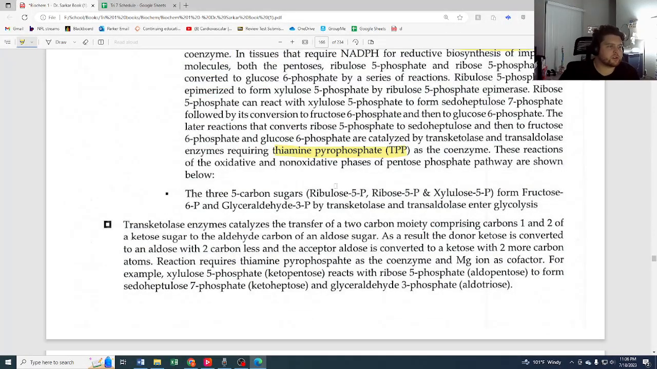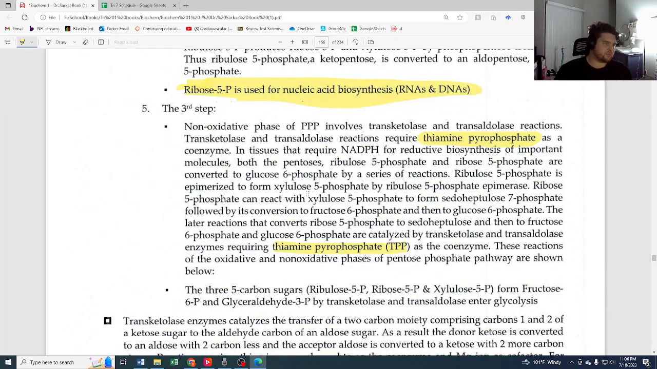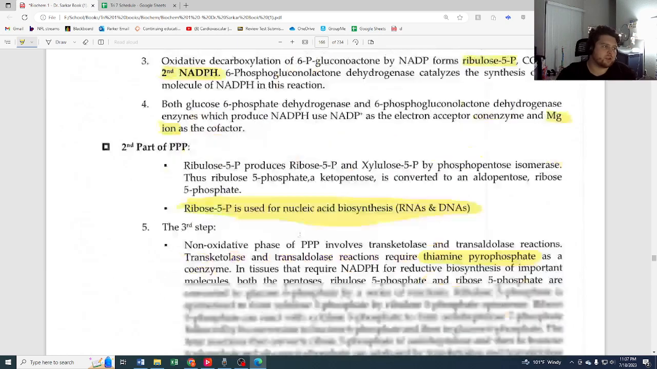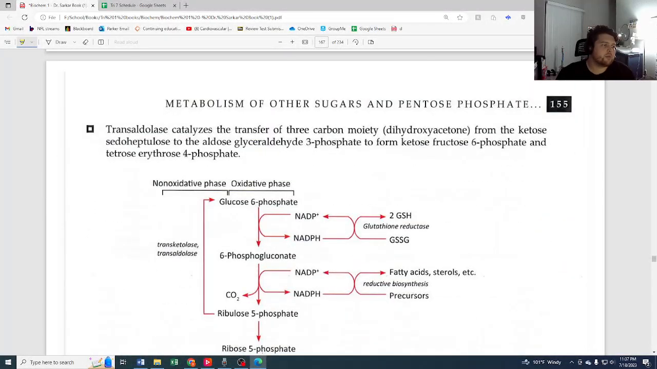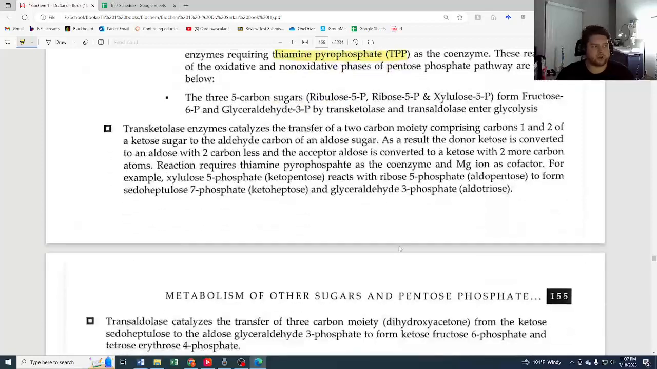Okay, the three 5-carbon sugars, ribulose 5P, ribose 5P, and xylulose 5P form fructose 6P and glyceraldehyde 3P by transketolase and transaldolase and enter glycolysis. So this is also a way that we can take, if we need energy, ribulose and form glucose in order to produce additional ATP as well. So not only do we get to form NADPH, but we can throw this back, create glucose, and throw the glucose into glycolysis to make more ATP if we need more ATP.